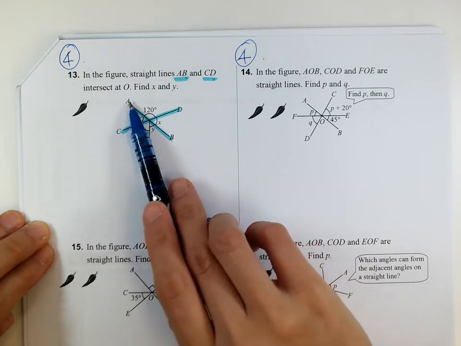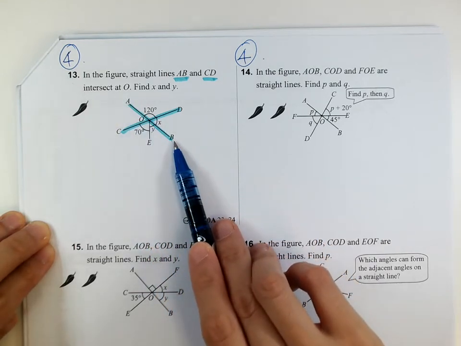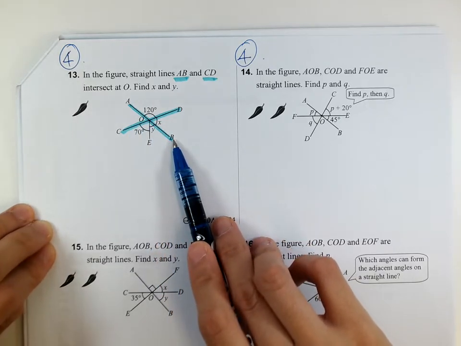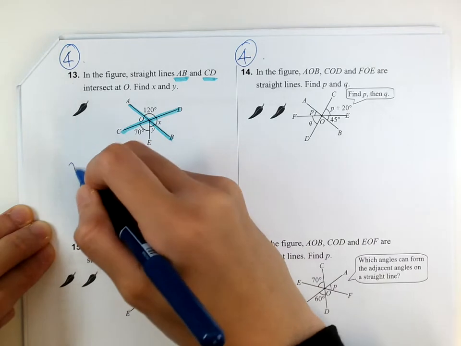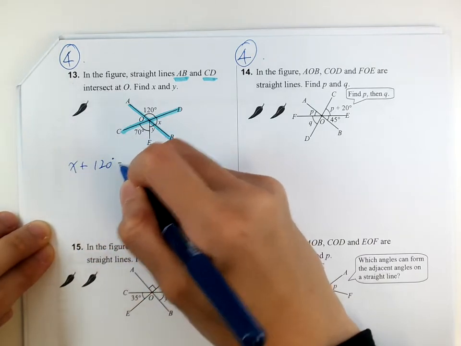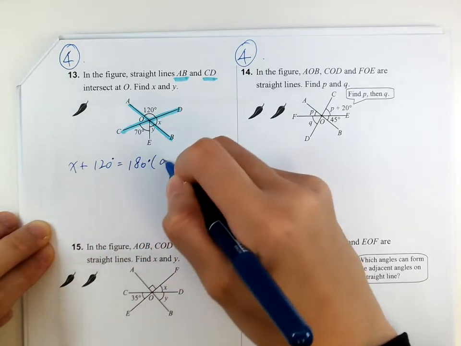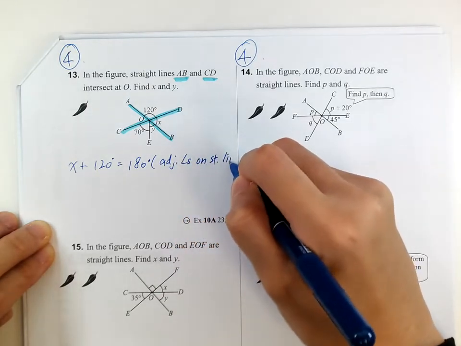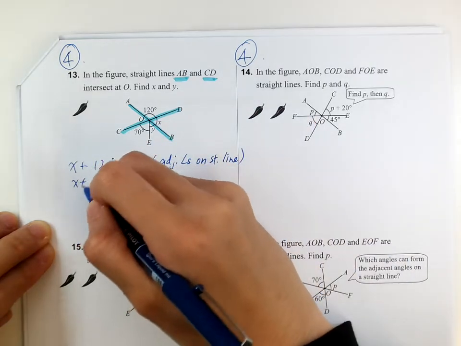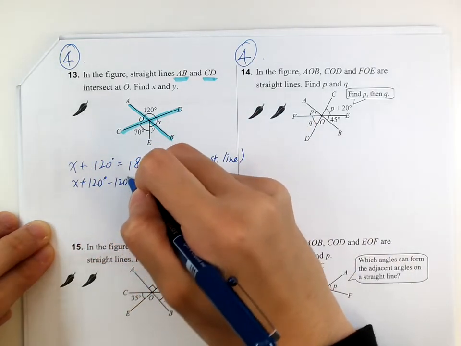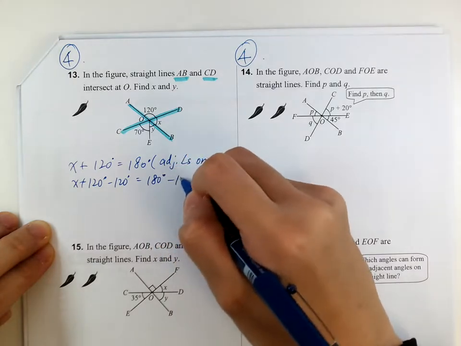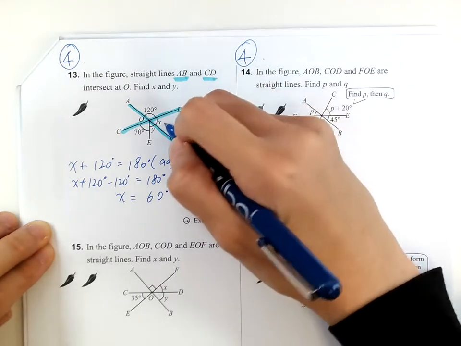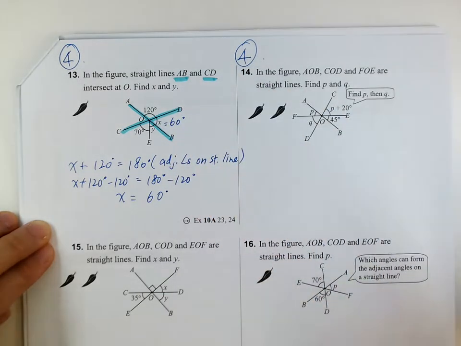Instead, here you know this is a straight line. Then you can use the theorem about the straight line, which is x plus 120 equals 180, adjacent angles on a straight line. And therefore we can solve the value of x by subtracting 120 on both sides, which is 60. Okay, that's great. We find that x is 60.